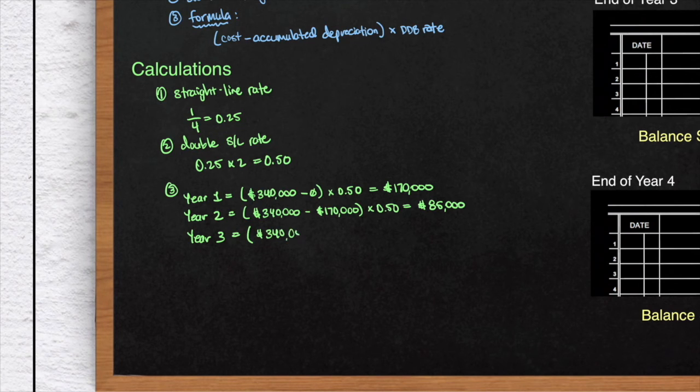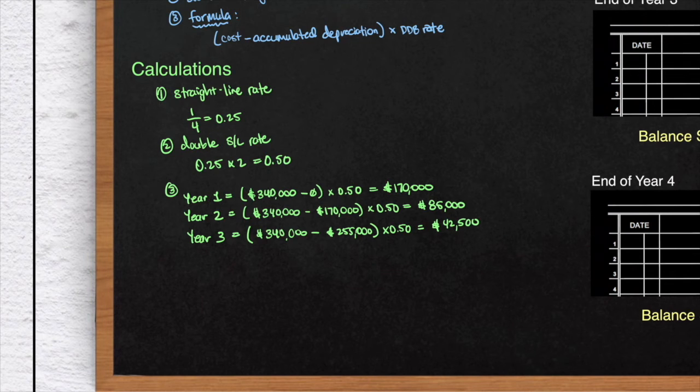Year 3 is the year that you got to watch out for. A lot of people make a mistake here. It's $340,000 minus the accumulated depreciation. It's not just 85,000, because that's a common mistake, but you're going to add what's been accumulating thus far. So it's 170,000 plus the 85,000 from the 2 previous years. You'll get 255,000 times the double declining balance rate of 0.50, and you will get $42,500.